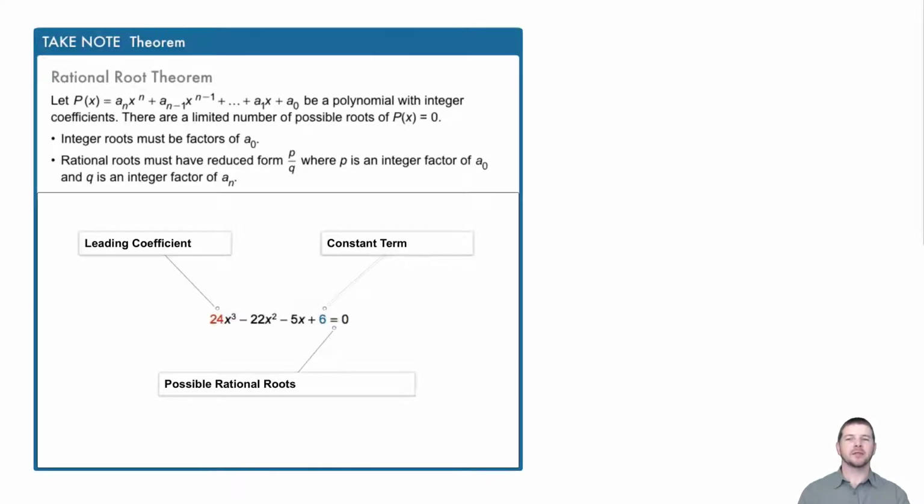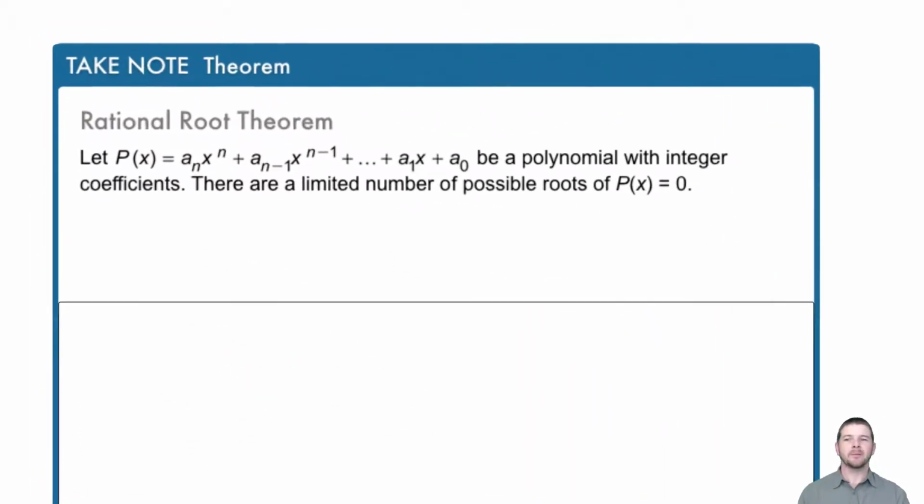Take note, rational root theorem. Let p of x equal a polynomial a sub n x to the nth power plus a sub n minus 1 x to the nth minus 1 power plus, and that pattern continues, a sub 1 times x plus a sub 0, a constant, be a polynomial with integer coefficients. There are a limited number of possible roots of p of x equals 0. First, integer roots must be factors of a sub 0, the constant.